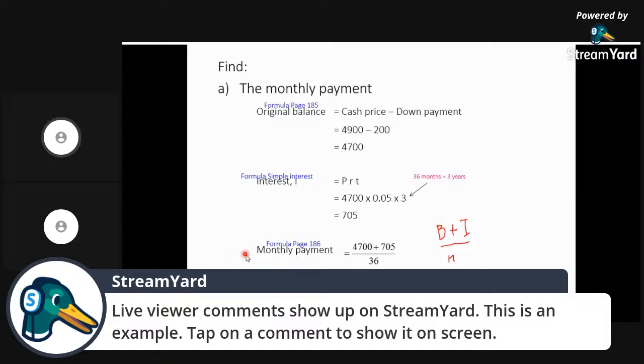Then only you can calculate your monthly payment, which is B balance plus I interest divided by N number of payments, which is 36. So the answer is 150.14, which means that every month you need to pay 150 ringgit and 14 cents for 36 months, 36 times, 36 kali. So basically dalam question dia akan state which is you kena guna original balance ke or reducing balance.